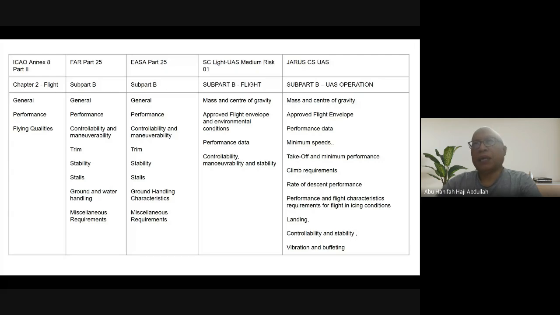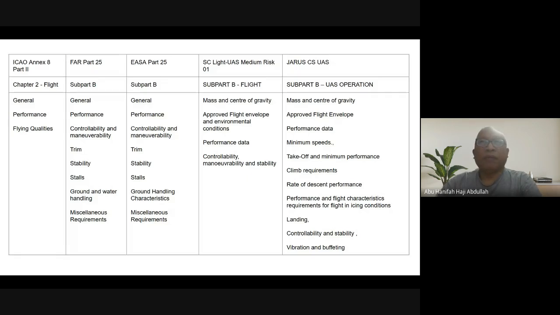Then I also will show you the unmanned aircraft system. They still call it Subpart B flight. And also we do have the larger unmanned aircraft system, which is the candidate for RPAS, and that is also Subpart B UAS operation. So let's look at one by one.